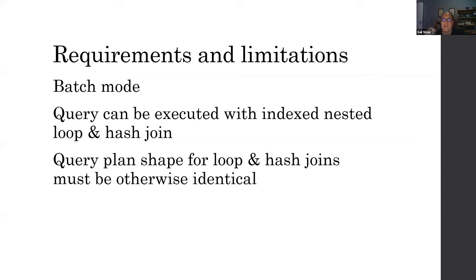The query must be executable with an indexed nested loop join and a hash join. In other words, no unindexed nested loop joins. We're not going to be doing scans and spools or any other weirdnesses that you can do with nested loops. We are not doing merge joins. If a join is chosen as a merge join, it is not adaptive. It will not be adaptive. And the query plan shape must look identical for loop and hash joins.